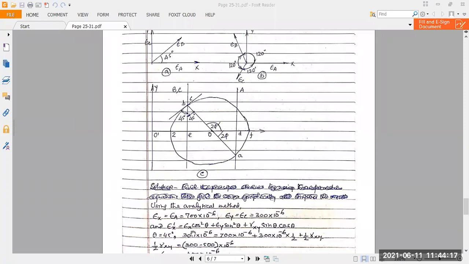We put this equation here, and f psi is f psi a. f psi y, we put it 300 to the power minus 6, plus half into gamma xy, plus half into gamma xy itself, because you see here cos square theta for 45 degrees is equal to 1, cos 45 degrees is equal to 1 by square root of 2, and sin square theta is equal to... just one second please.